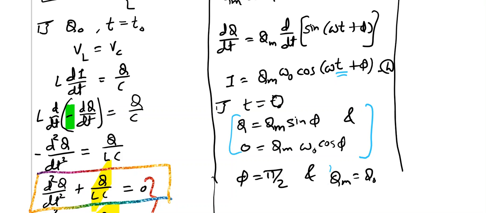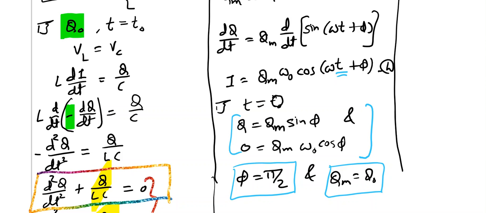What is the maximum value of charge? Maximum value of charge is the one which we have initially on the capacitor. So qm, maximum charge, has to be q0, because initially, see our statement, we assume that the initial charge is q0. So it validates that maximum charge cannot be more than q0, and the phase difference is pi by 2.